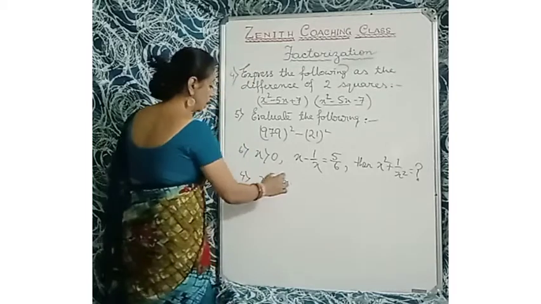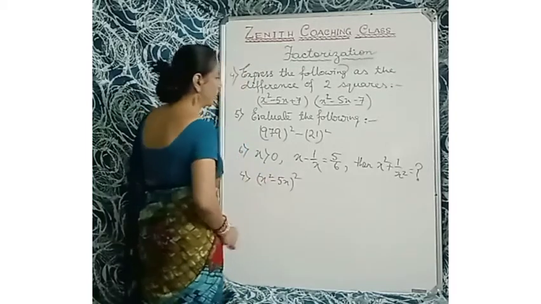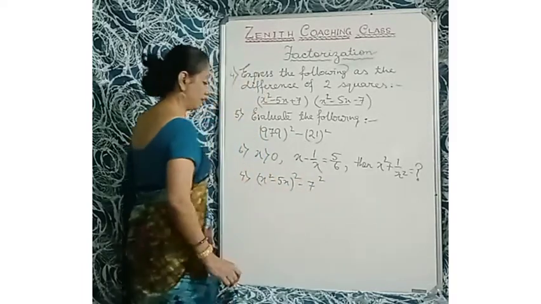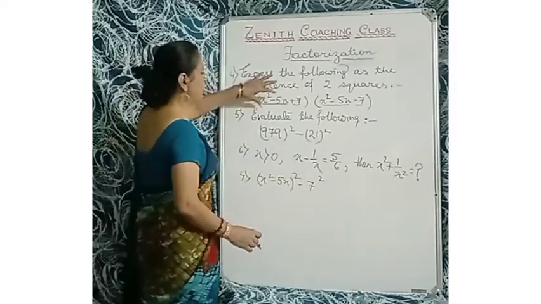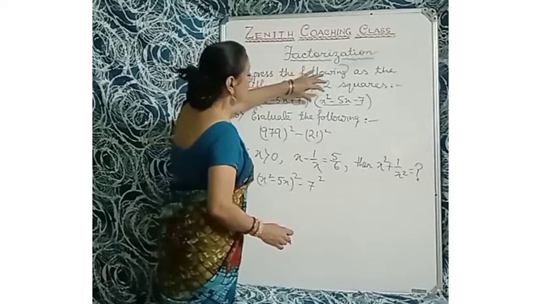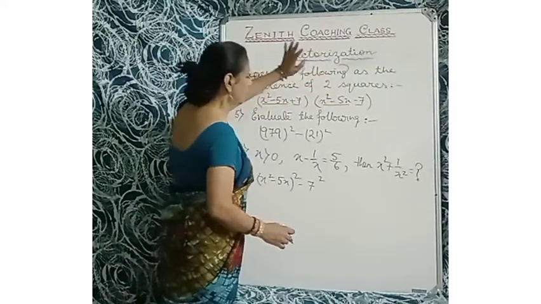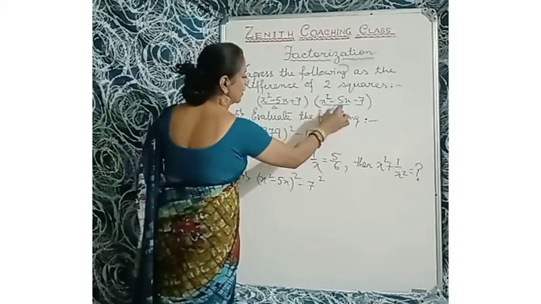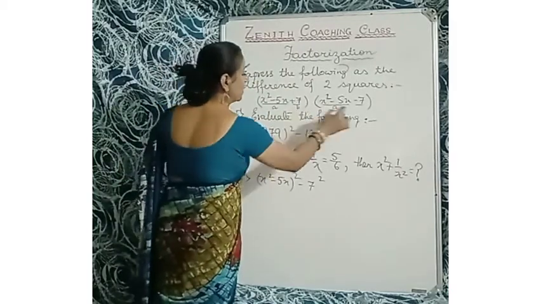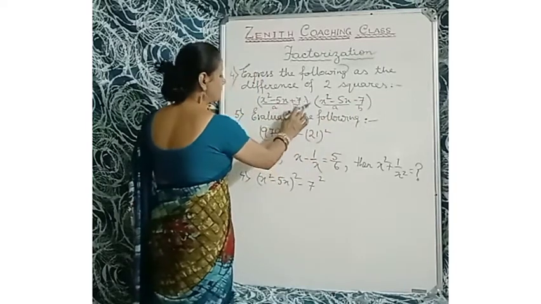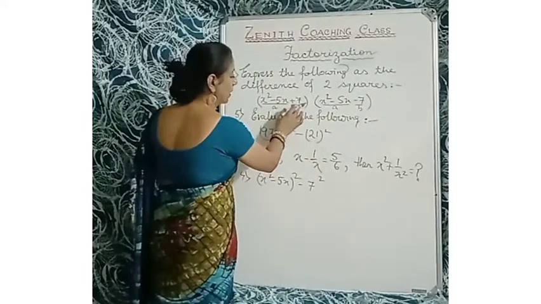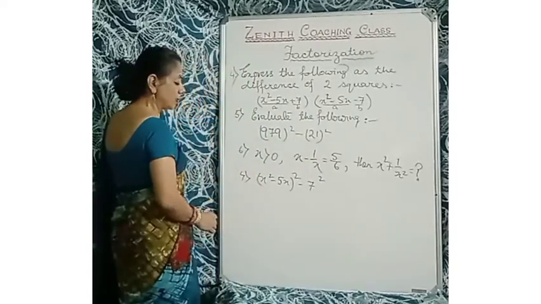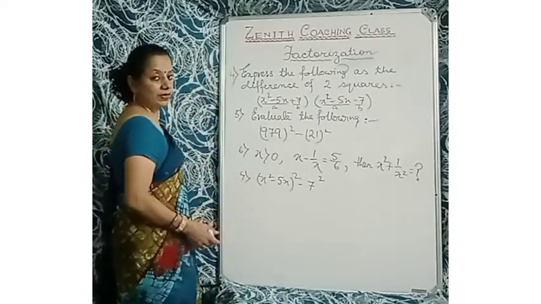Okay, that is squared, and minus 7 square. Okay, that is the result, because it is (a plus b) multiplied by (a minus b). Okay, here x square minus 5x is a, and 7 is b. So here is (a plus b) multiplied by (a minus b). So here it is (x square minus 5x) whole square minus 7 square.